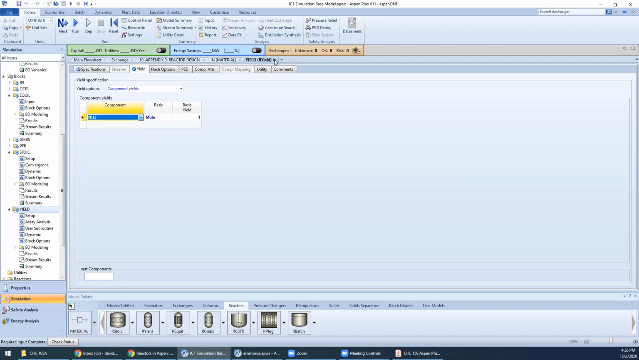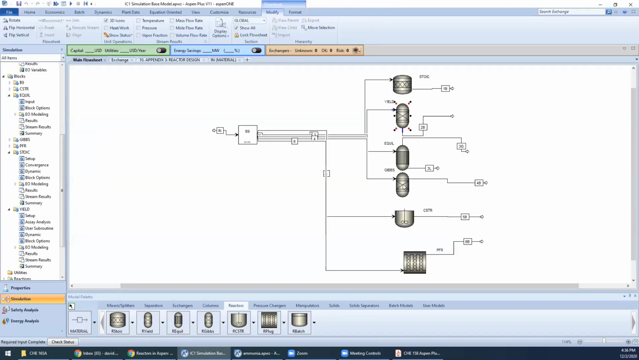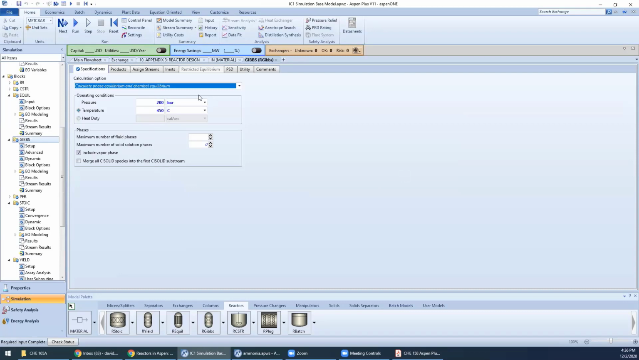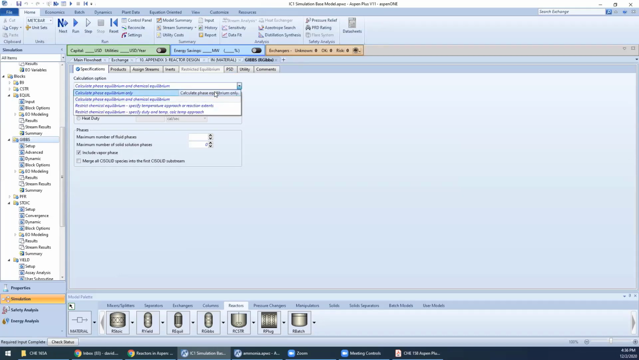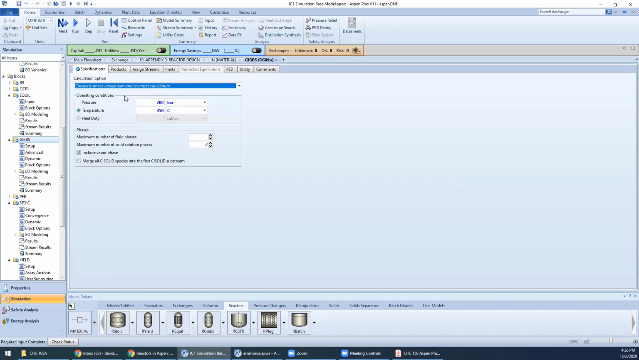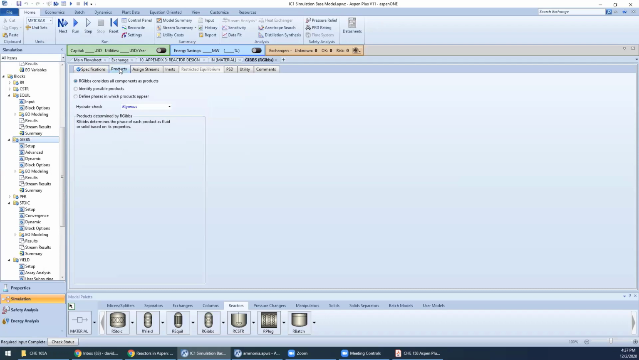Oh, okay. And then same, of course, with Gibbs, our fourth non-rigorous one. You have temperature and pressure, or you can have heat duty with this one. And then in your drop-down menu, your calculation option, you can do equilibrium only, phase and chemical equilibrium, or you can specify temperature approach, or duty, temperature. So you can restrict the chemical and focus on the phase equilibrium, whatever you want to do. I'm just calculating both with this. And that's pretty much it.